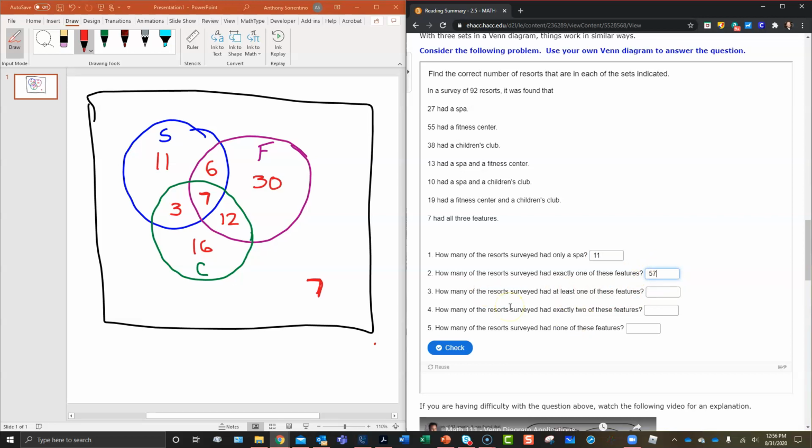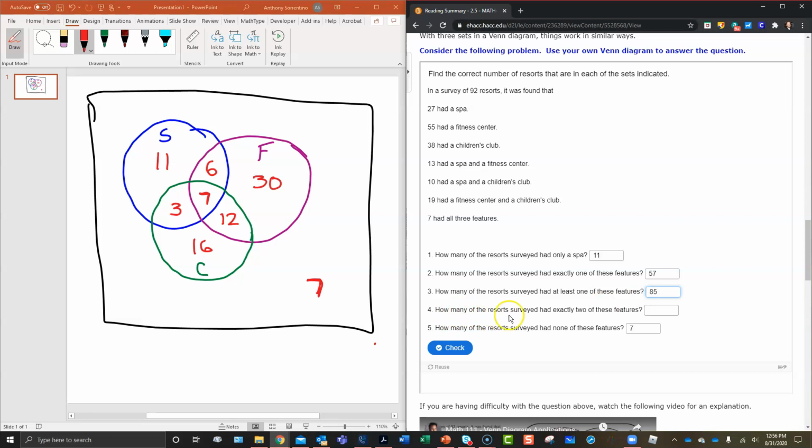How many of these resorts surveyed had at least one of these features? That means that they would be within this circle. And we kind of already answered that because we know that 7 of them didn't have any of these things, which is actually question number 5, so we can put that right there. Question 3 is asking for the exact opposite of 5, because it's saying at least one of these features, whereas 5 is asking none of these features. So this would be that 85 of the 92 would be there.